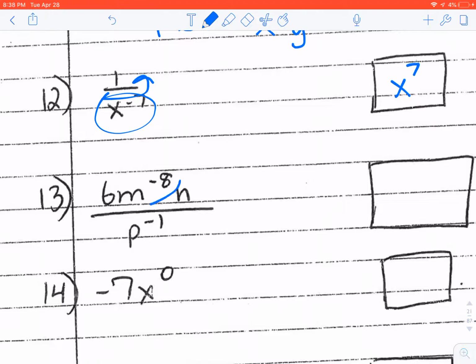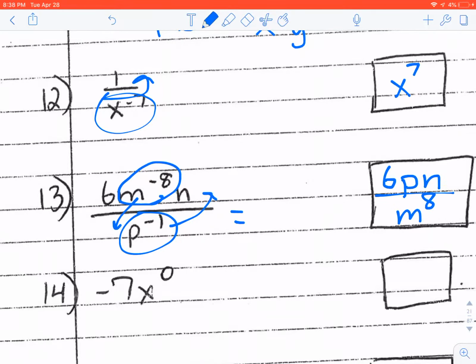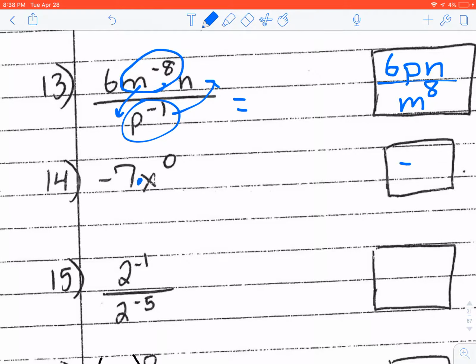Okay, number 13, just that m to the negative 8th moved down. That p to the negative 1st moved up. So you would have had 6 p to the 1st n over m to the 8th. Again, you know you're done because bases are all different and you don't have any negative exponents. Number 14, the answer should have been negative 7 because just that x to the 0 turns to 1. You still have a coefficient of negative 7 in front. So negative 7 times 1 gives you negative 7.